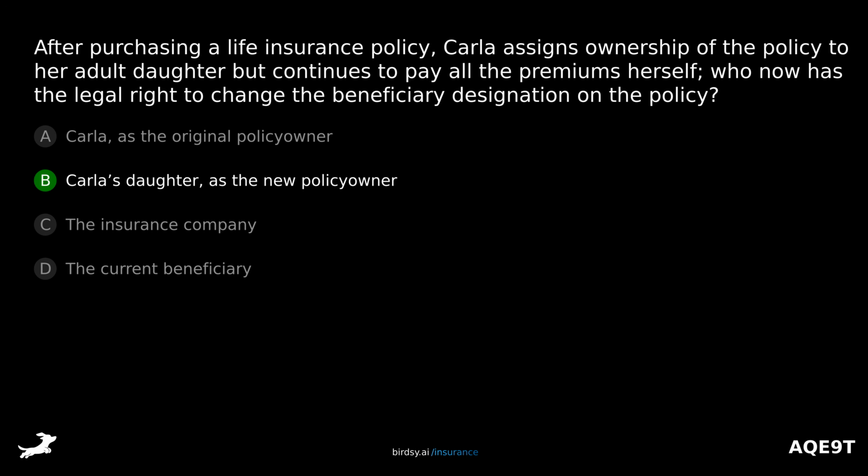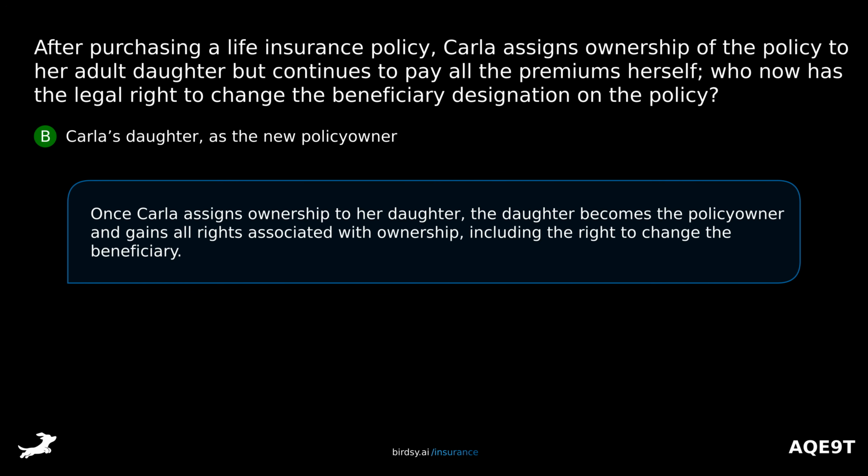The correct answer is B, Carla's daughter as the new policy owner. Once Carla assigns ownership to her daughter, the daughter becomes the policy owner and gains all rights associated with ownership, including the right to change the beneficiary.